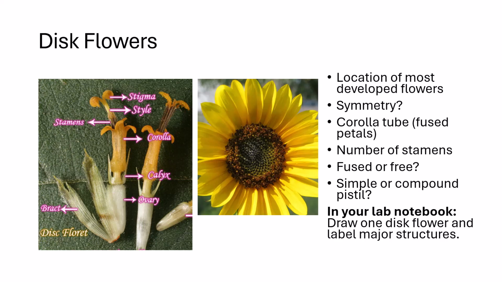Locate the pistil. Determine whether it is simple or compound by looking at the stigma. Down below, look at the ovary. Is it inferior or superior? Where is the calyx? Is the ovary above or below it? The ovaries of the disc flower develop into the seeds you see in sunflowers. Now draw one disc flower in your notebook and label the major structures. Pause and complete your drawing.